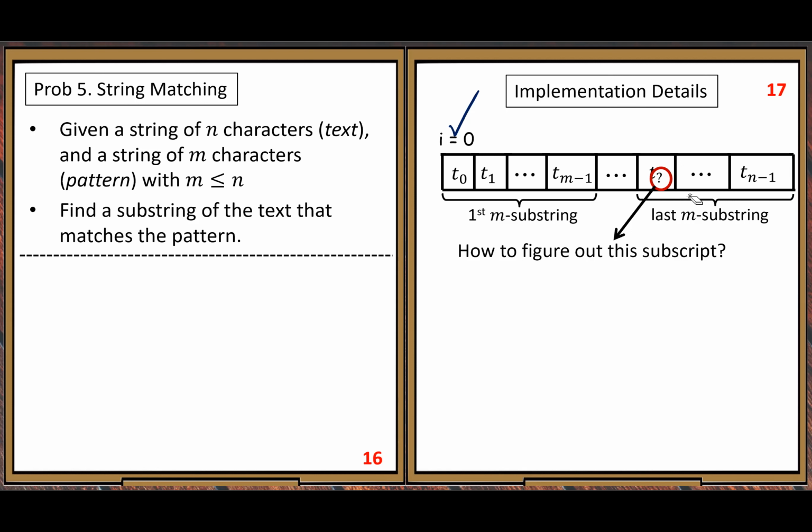Actually, although the length, you can use another way. You can consider the difference of the two subscripts. How about that? The difference of the two subscripts of the two end characters in that M substring. That's also fixed, right? That difference is fixed. So we can choose that difference as the invariant.